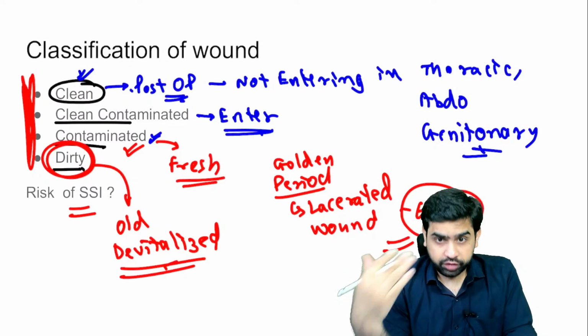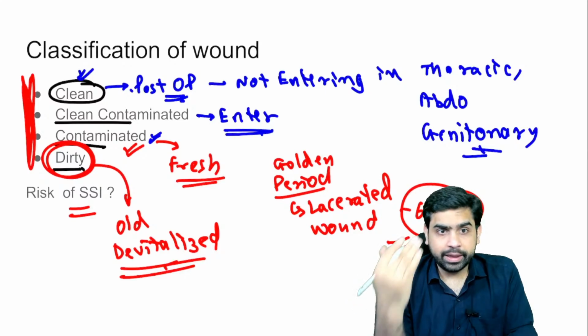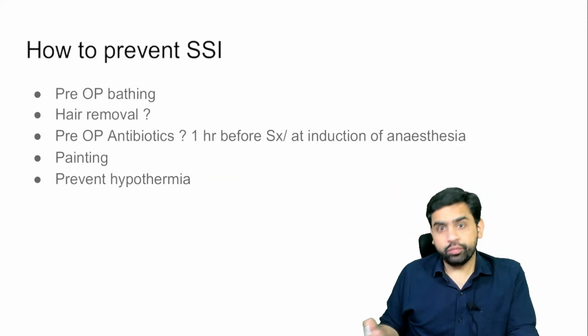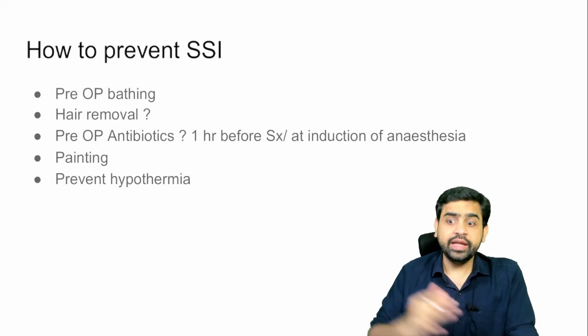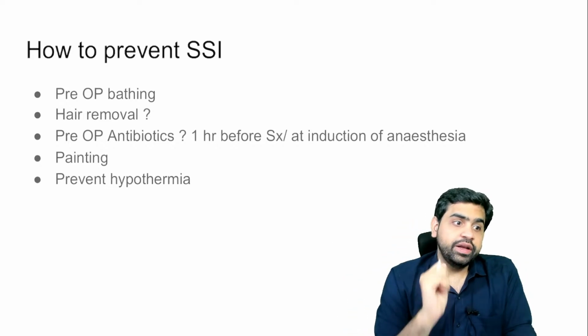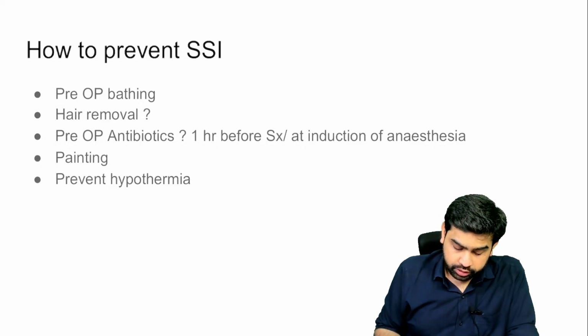So surgical site infection obviously is more in the clean, contaminated, and dirty. Okay, so as you go towards the dirty, obviously the risk of surgical site infection is going to increase. Okay, understood? Now, let's talk about how you prevent this surgical site infection. How can you prevent the surgical site infection? Pre-op bathing.